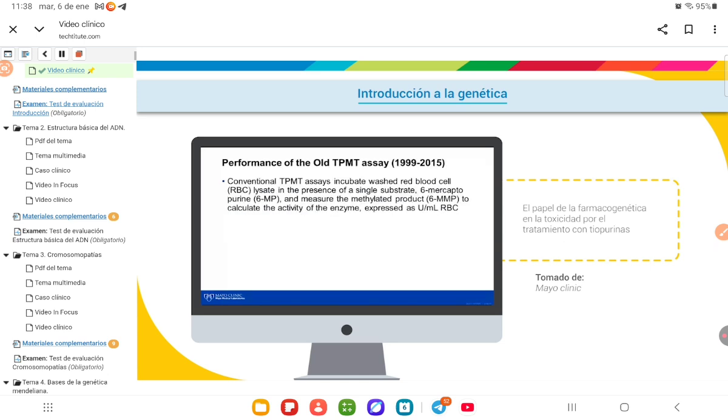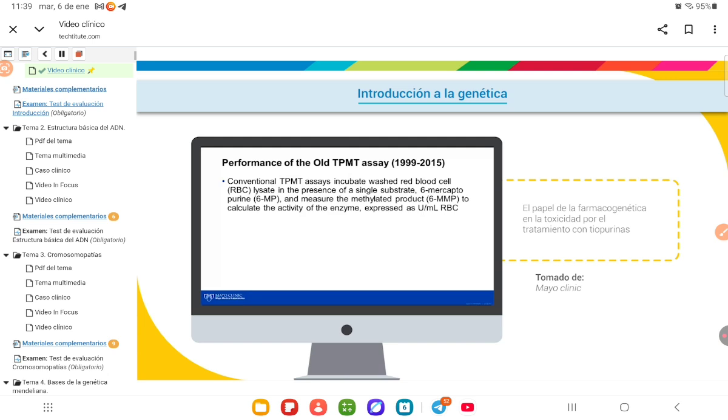Dr. John O'Brien in our department set up a TPMT assay in 1999, and it was based on the analysis of a product of a single substrate, 6-mercaptopurine. The activity of the enzyme was expressed as unit per milliliter of red blood cell lysate, keeping in mind the calculation of this unit could be done in slightly different ways, leading sometimes to systematic differences in results.